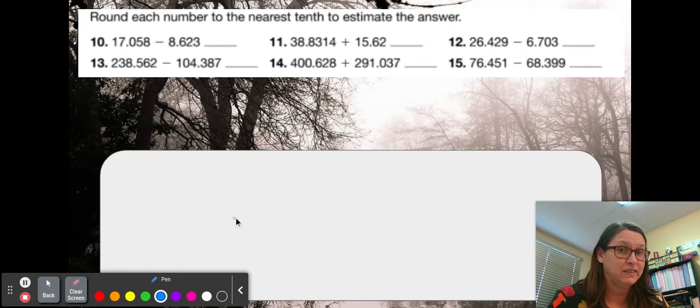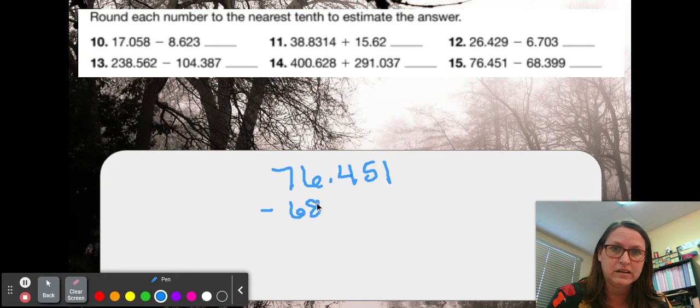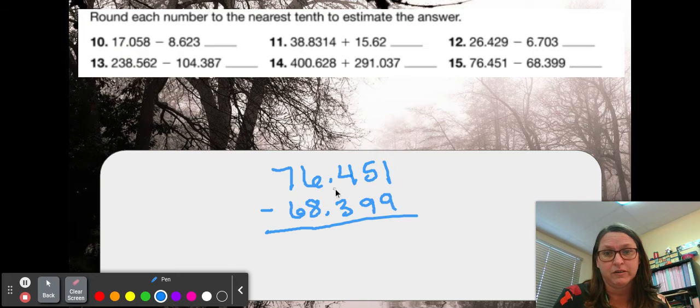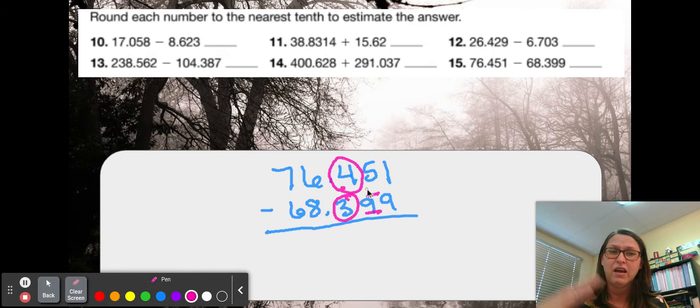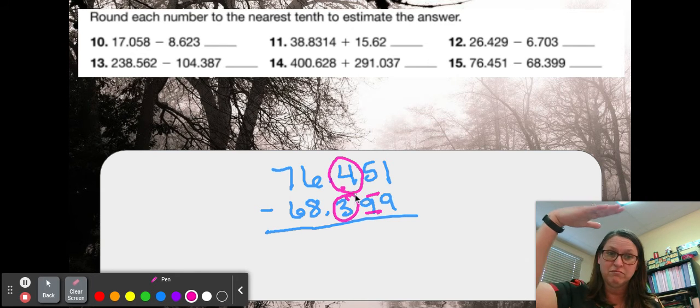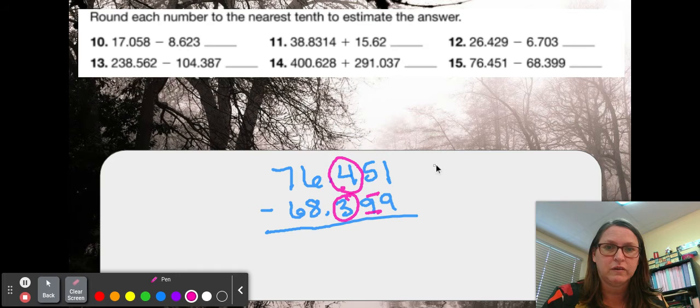And let's do number 15. 76.451 minus 68.399. At this point right here, I am first going to circle my digit in the tens place, 4 and 3, and I'm going to underline their neighbor. 5 is 5 or more. Raise the score. So that's going to become 76.5.